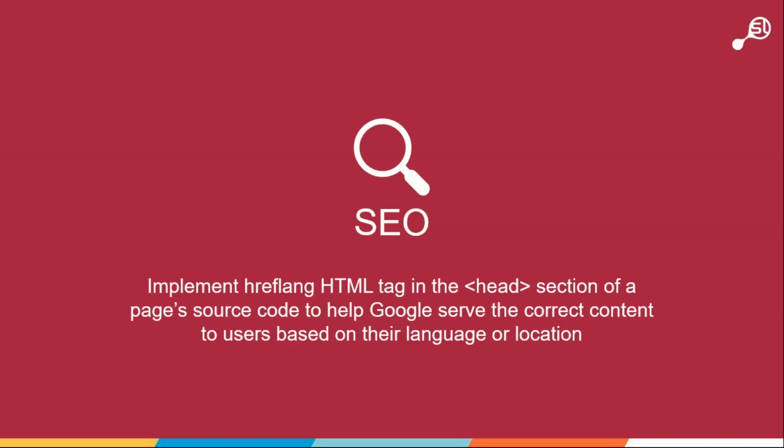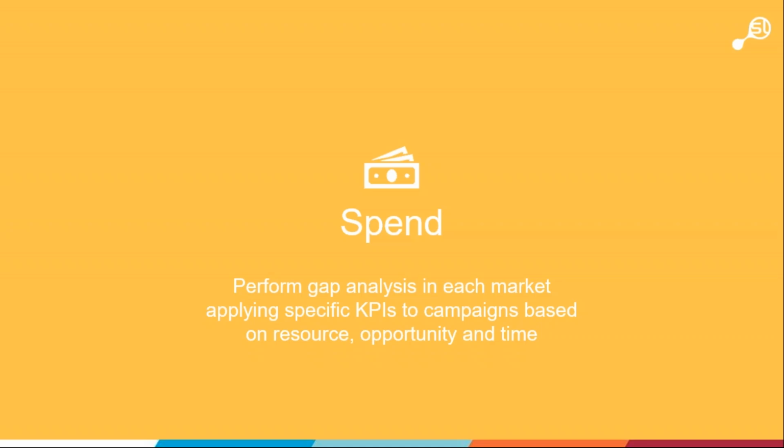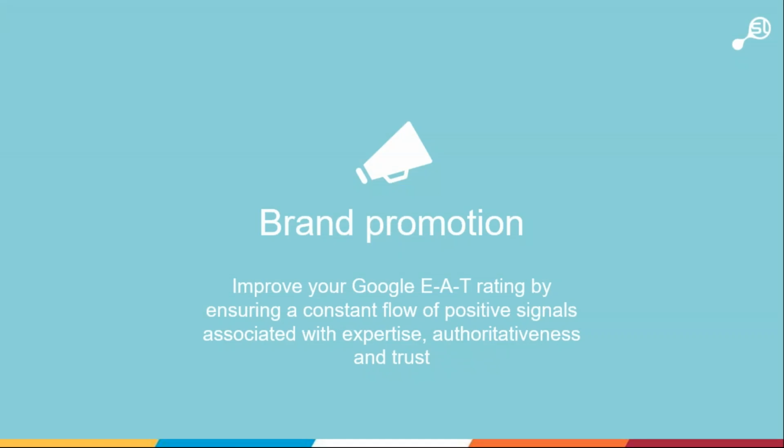With SEO, make sure to implement hreflang, which is a HTML tag in the head section of a page's source code. And this helps Google to serve the correct content to users, and that is based on their language and/or location. With spend, make sure to perform gap analysis in each market, applying specific KPIs to campaigns. And then with brand promotion, just improve your EAT rating by ensuring a constant influx of positive signals associated with things like expertise, authoritativeness, and trust.